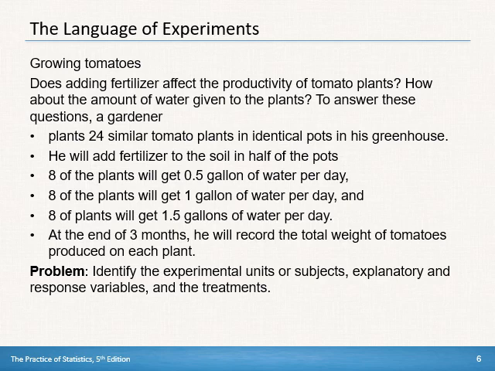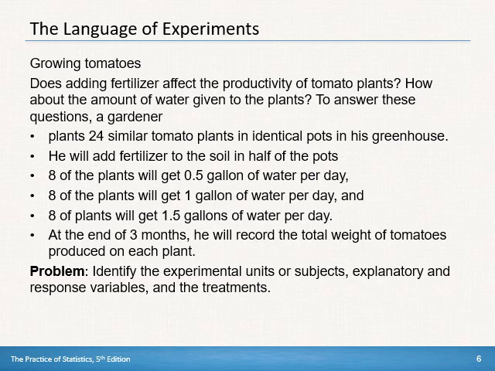8 of the plants get 1 gallon of water per day, and 8 plants get 1.5 gallons of water a day. At the end of 3 months, he will look at how he will weigh. He keeps track of all the tomatoes he takes off the plants, and he weighs them so he knows how many pounds, let's say, of tomatoes each plant produced. And so that will be what he records for each plant. So he's going to look at whether the fertilizer and water, different watering amounts, affect the tomatoes.